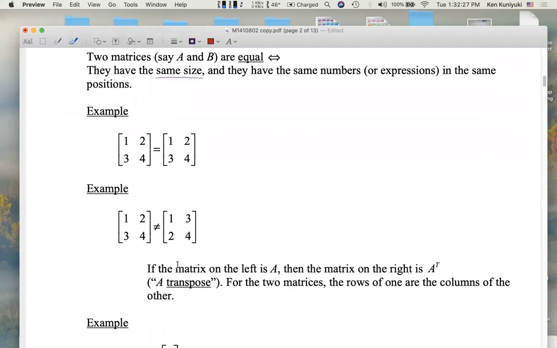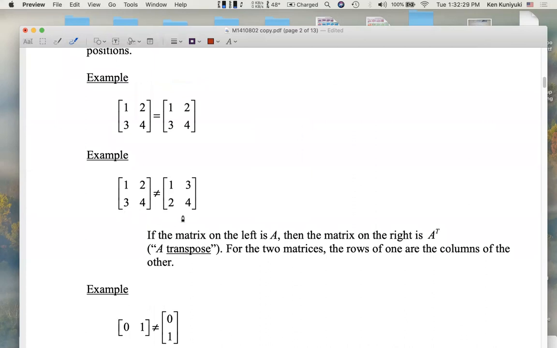So if you look over here, even though these two matrices have the same entries, they're in different positions. Two of them are in different positions. The 2 here and the 3 here, they switch positions, which means that these matrices are not equal. They have the same entries, but in a different order.